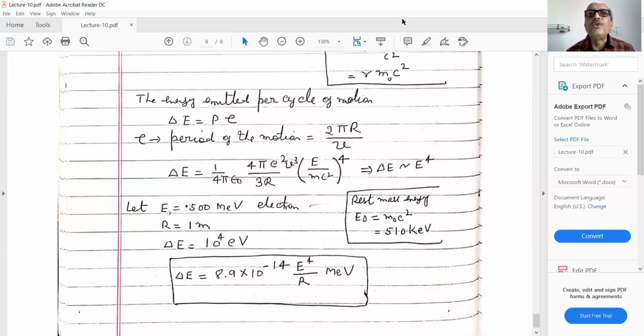So that is all for today. I will stop here, and in the last lecture of this unit, I will talk about the radiation reaction and then Cherenkov radiation, which are also very important types of radiations.